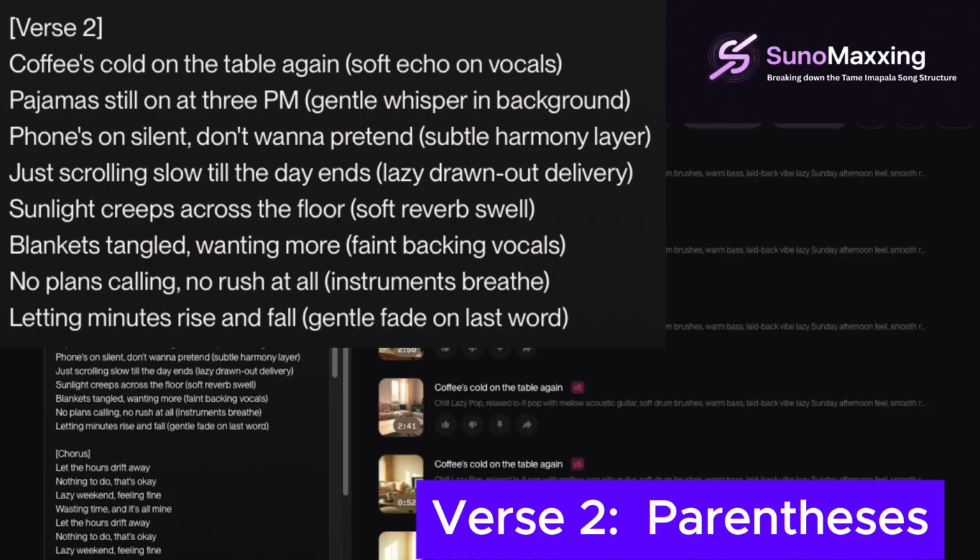Coffee's cold on the table again. Quick jam is still on at 3 p.m. For the side, don't wanna pretend. Just scrolling slow till the end. Sunlight creeps across the floor. Blankets tango anymore.